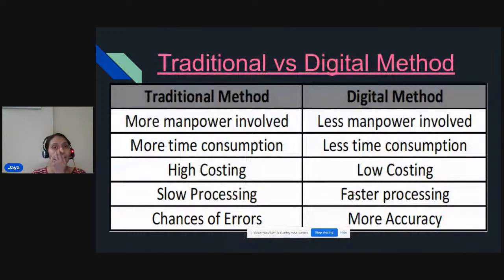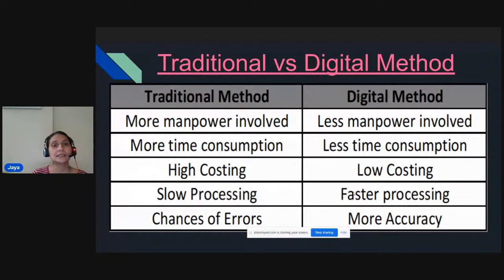So what do we have in a traditional method? In the traditional method, more manpower is used, more time consumption is there, there is very high costing, very slow processing, and the chances of errors are very high. In today's world, these are things the customers really don't want.